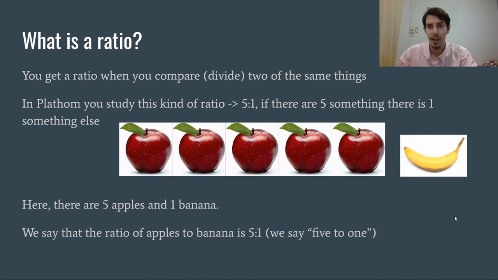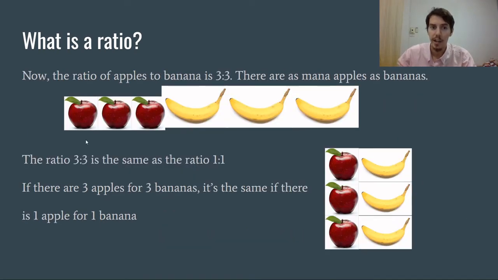Now if I change it, I take 3 apples, 3 bananas, the ratio becomes 3 to 3. There are as many apples as bananas. But another way to say it is that for every banana, there is 1 apple. There is 1 apple, 1 banana, 1 apple, 1 banana. And this ratio is the ratio 1 to 1. So the ratio 3 to 3 and 1 to 1 is the same thing. You should know that already, but you can simplify the ratio.